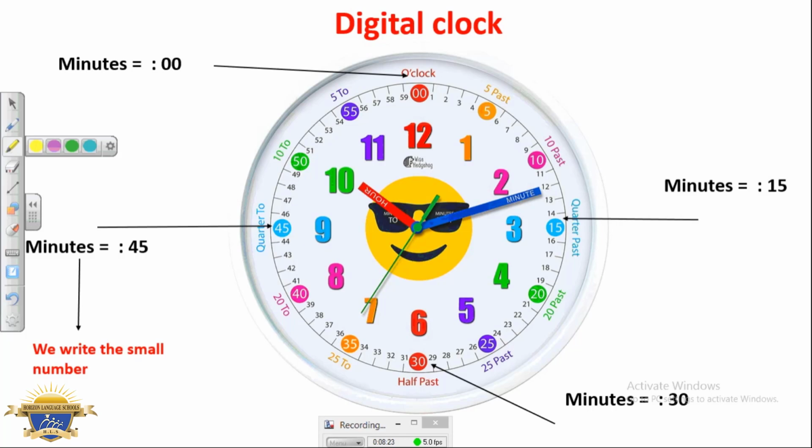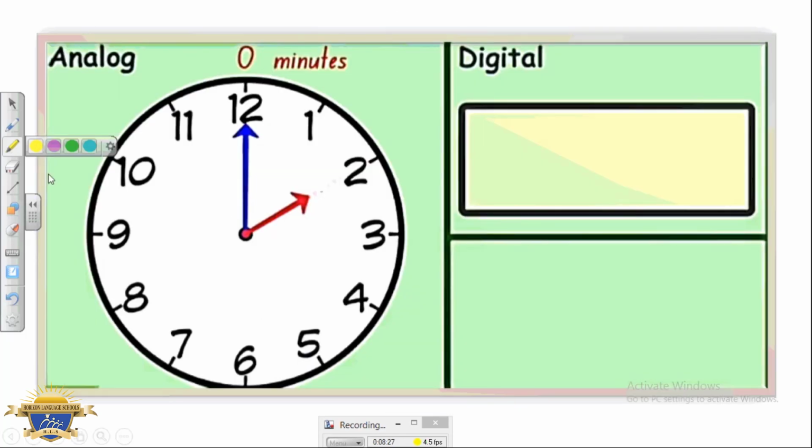Let's take an example so we can understand. Okay, this is an analog clock. Why? Because it has two hands. The short hand tells us the hours, the tall hand tells us the minutes. Okay, now I want to write the digital clock. How can we write the digital clock?